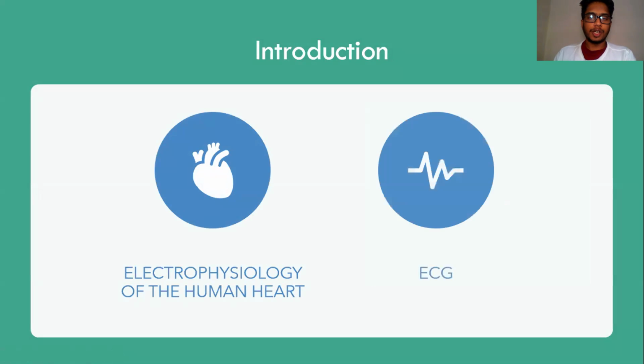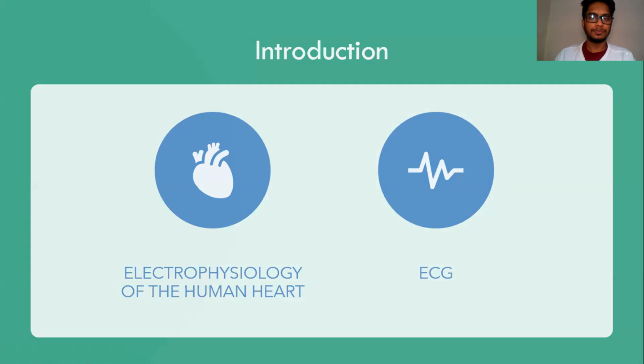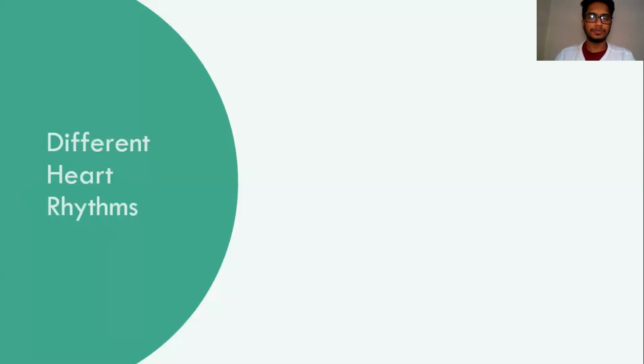ECG refers to the recording of electrical activity of the heart using electrodes. The voltage of the ECG signal can vary depending on the location of the electrodes placed on the body. Tachycardia is one of the conditions where the heart beats at a faster rate than normal.